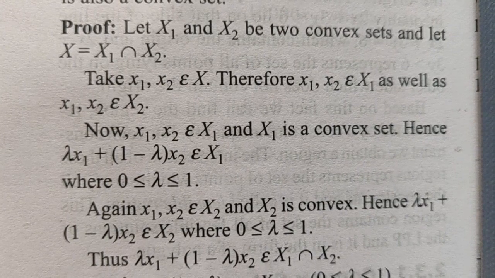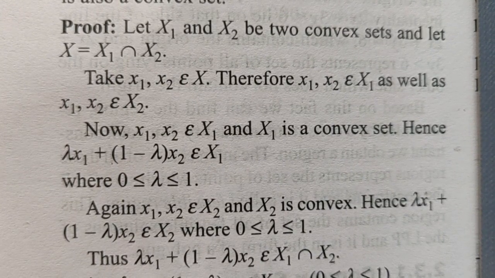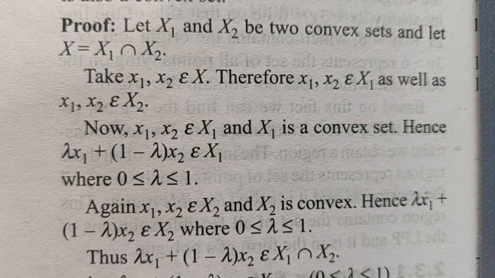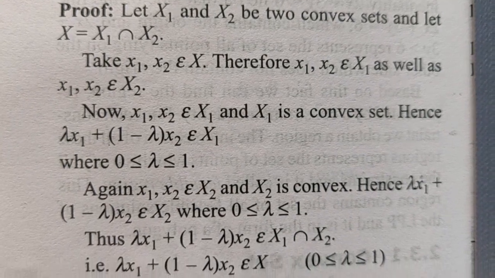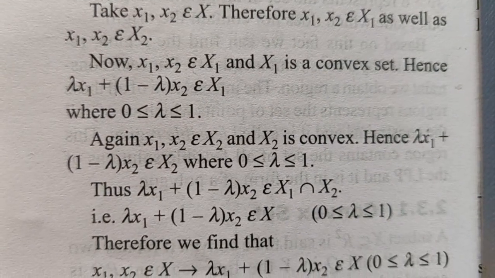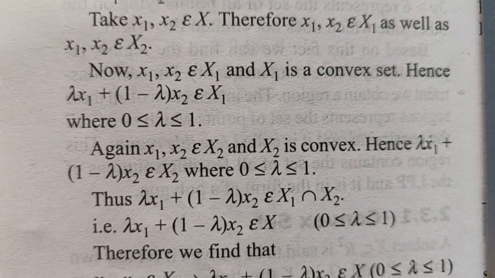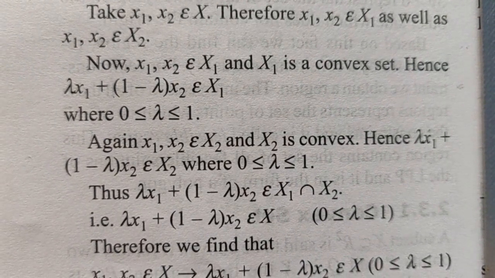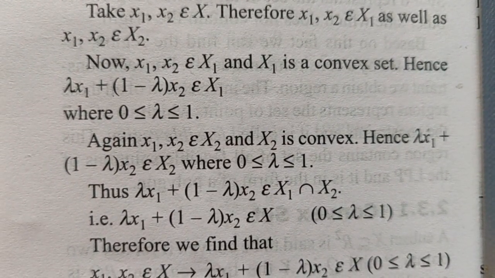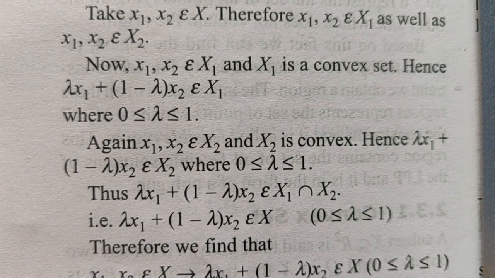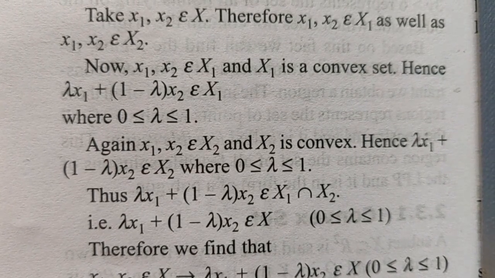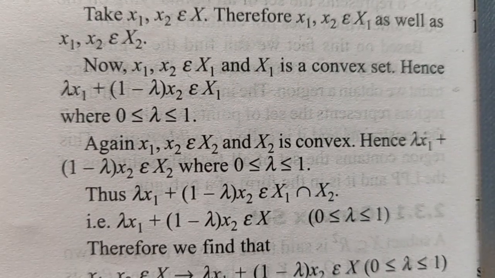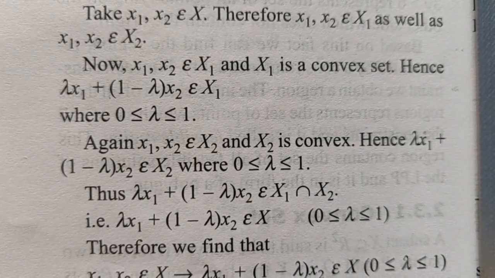Now the same argument works for the set X2 also, because X2 is a convex set. Lambda x1 plus 1 minus lambda x2 will belong to the set X2 for any lambda in the closed interval 0, 1. So I can say lambda x1 plus 1 minus lambda x2 belongs to X1 intersection X2, that is the set X1 intersection X2, which we called X.